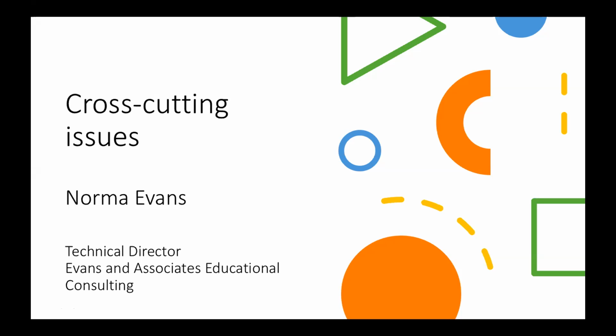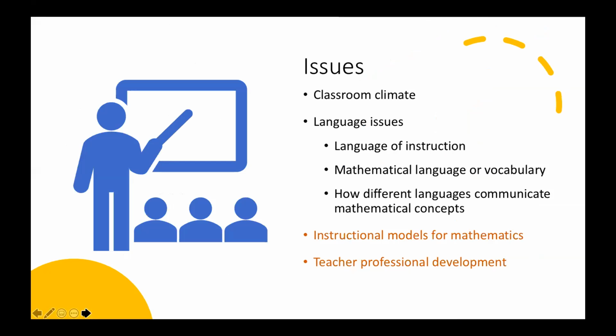So I'm going to be talking about some of the cross-cutting issues that we addressed in the document that we produced. Those include the type of classroom climate that you need to build in order for these strategies to actually be implemented as intended, and some of the language issues around language of instruction, mathematical language or vocabulary, and how different languages communicate mathematical concepts. We're not going to be addressing those directly, just because we don't have enough time, but we put those up there in case after the presentations you wanted to bring any of these issues up.